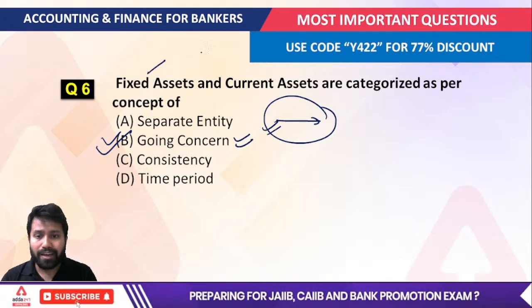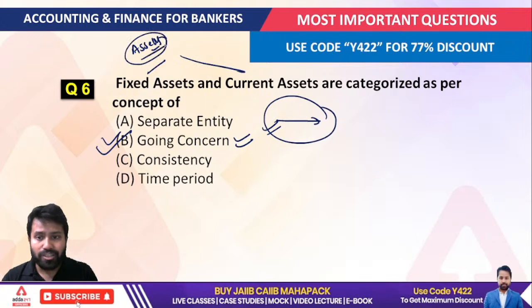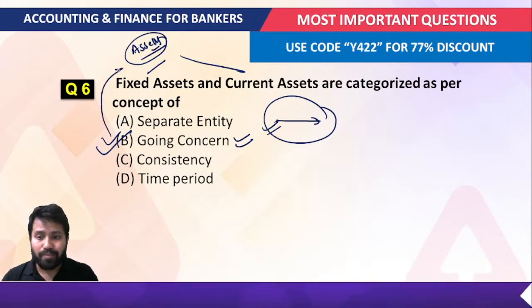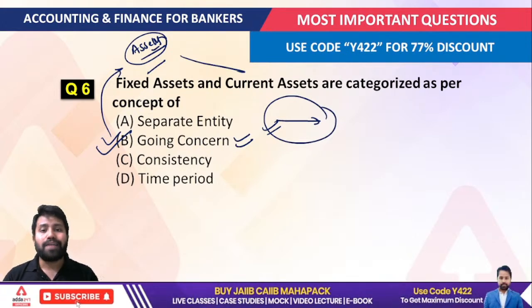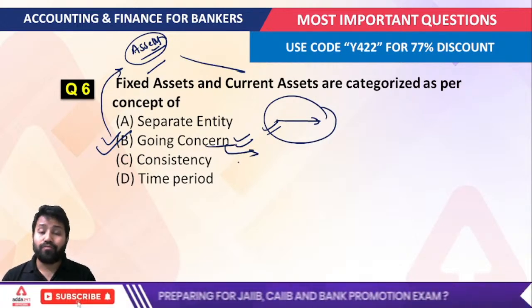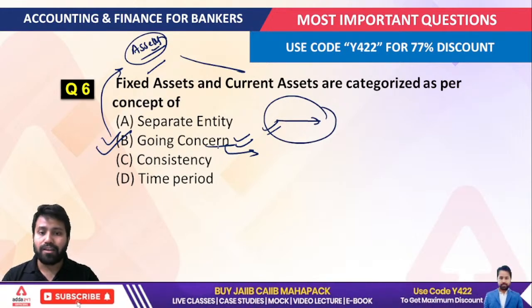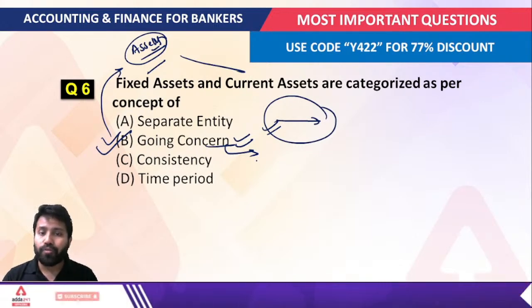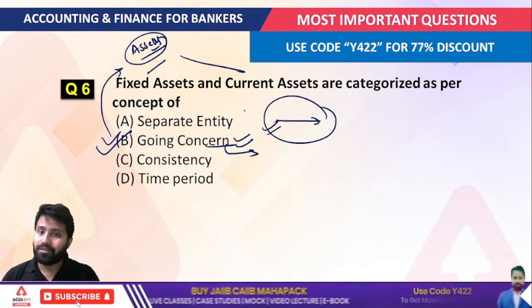So fixed assets and current assets are actually explained as assets in the balance sheet. So that means this actually explains the financial position of the company, right? When we talk about the balance sheet or the assets, that actually explains the financial position of the company. So the going concern concept explains that the company is able to meet all its liabilities in the future as well. That means the company will continue its operation in the future also, right? So that is about the going concern concept.